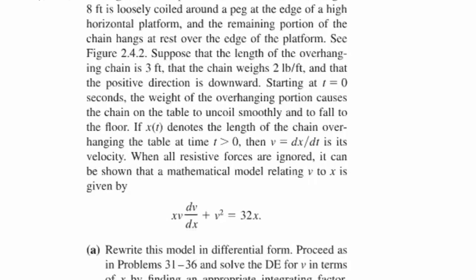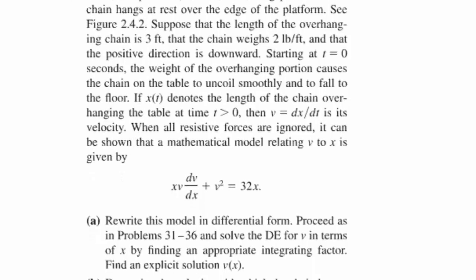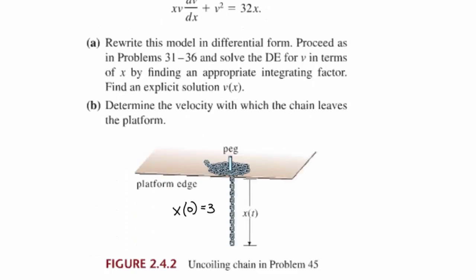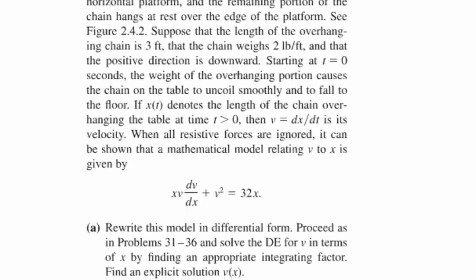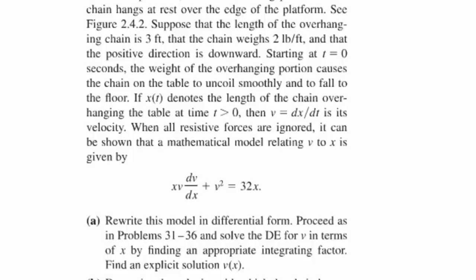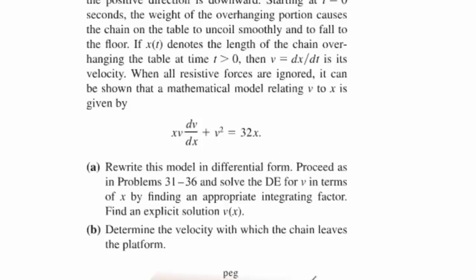The weight of the overhanging portion causes the chain on the table to uncoil smoothly and fall to the floor. Let x of t denote the length of the chain overhanging the table at any given time. That's why I said x of 0 is 3, because there's 3 feet initially hanging over. Then v, which is dx/dt, is the velocity of the falling chain, and it will be positive, by the way, because downward is positive here. When all resistive forces, friction and air resistance, are ignored, it can be shown that a mathematical model relating v to x, the velocity to the length of the chain, is given by the following differential equation. All of that wording was really just to set up this differential equation that dominates this situation.